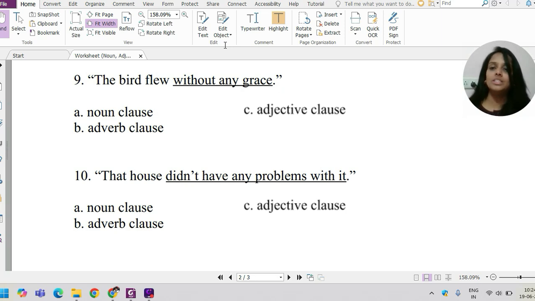And the third one is the adverb clause. These modify verbs, adjectives, or other adverbs and tell us when, why, how, or under what conditions something happens. So it often starts with because, although, when, if, etc. So remember all these clauses and try to apply them in your real life application.